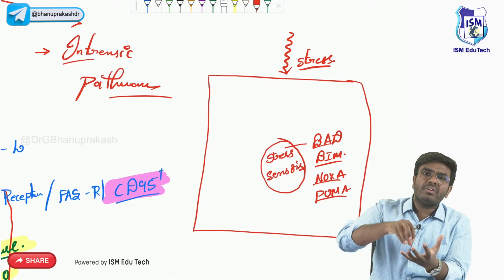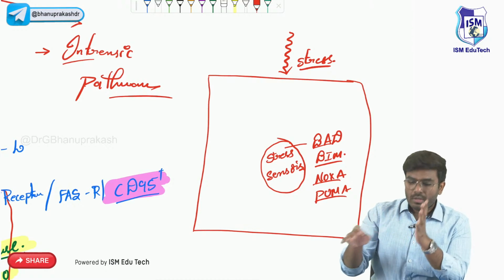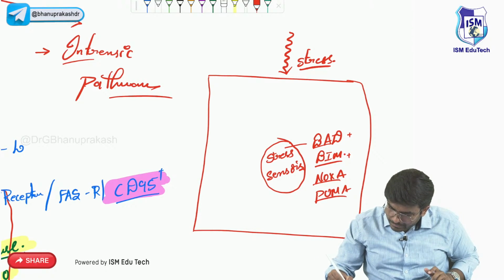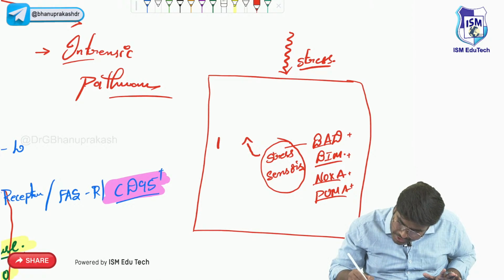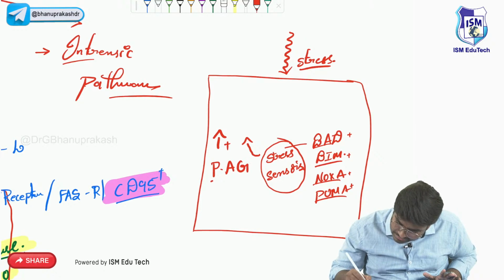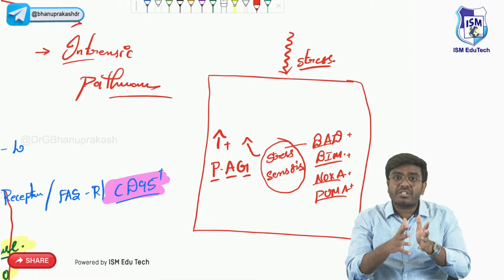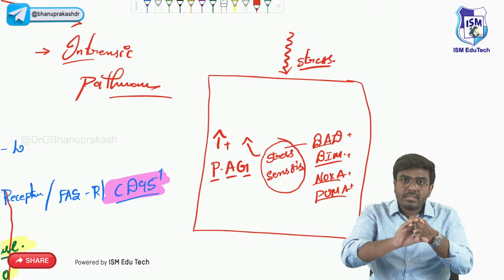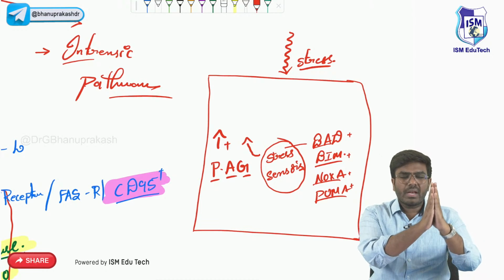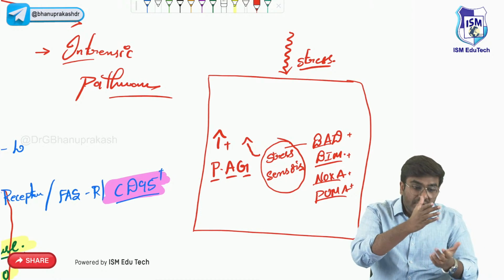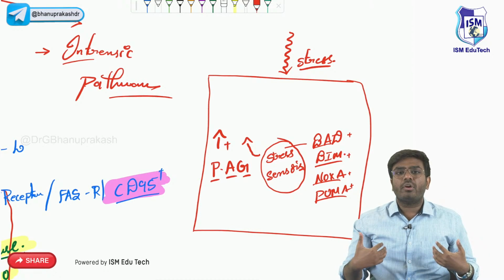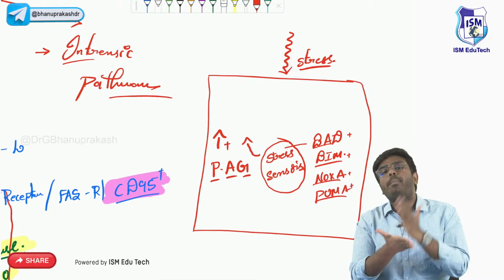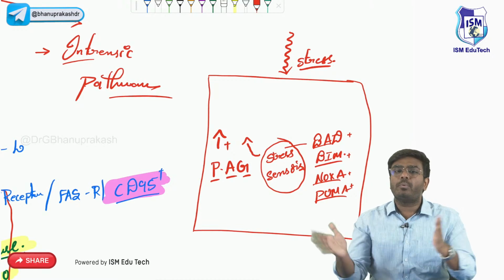When the cell is having too much stress, these stress sensors are activated in such a way that they will increase the expression of pro-apoptotic genes. Try to understand it like this: in your body, there is a group of genes called pro-apoptotic genes, which will favor apoptosis, which will favor cell death. At the same time, in all the cells in your body, there are certain genes called anti-apoptotic genes. They don't let apoptosis happen.